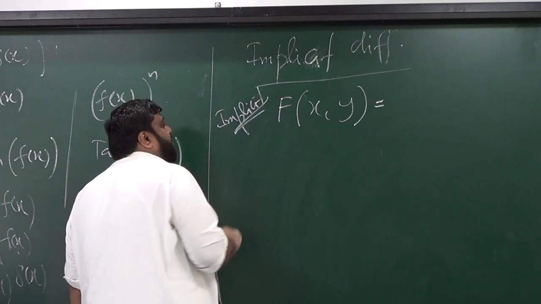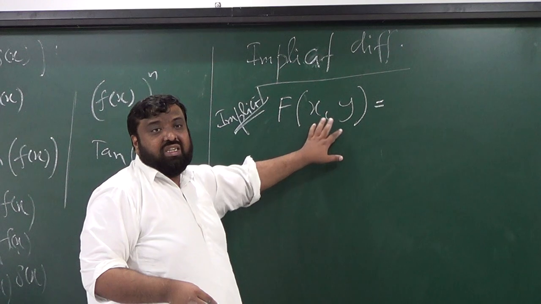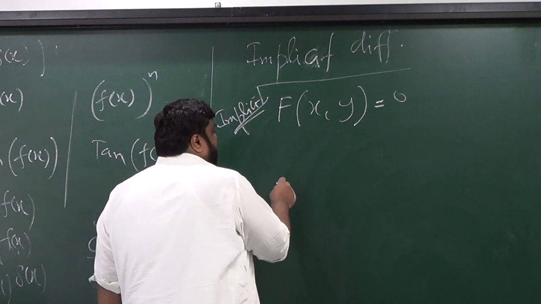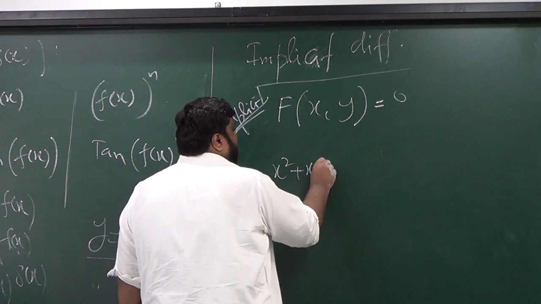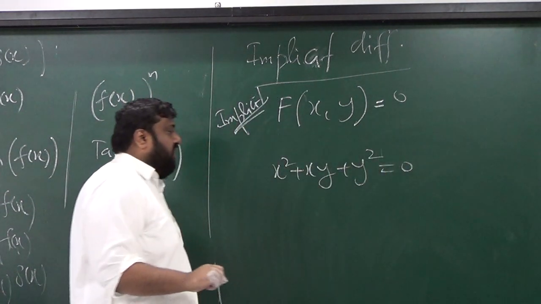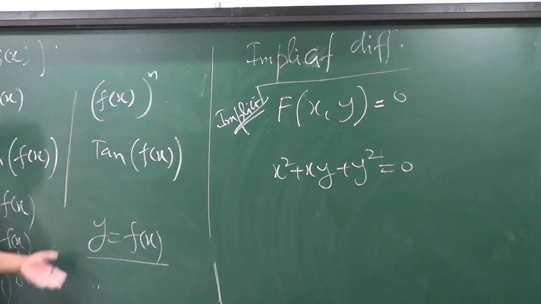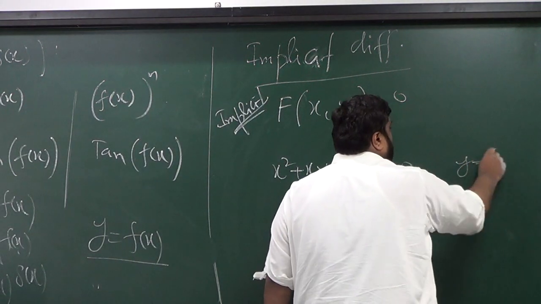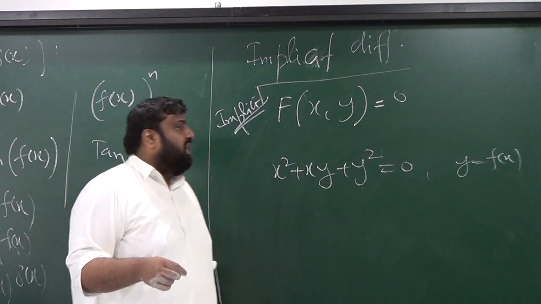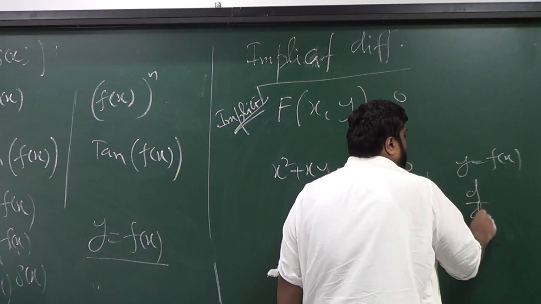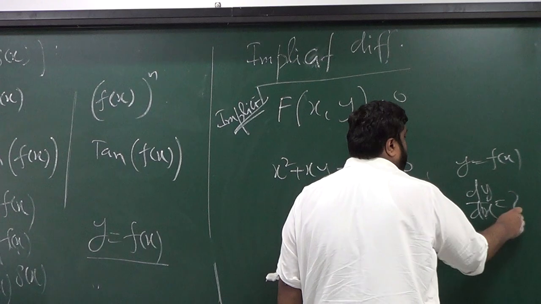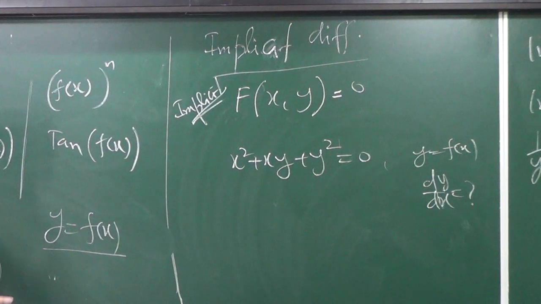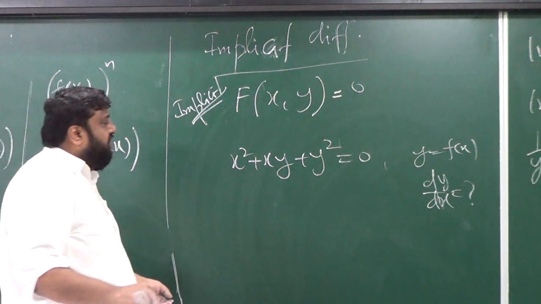But by an implicit relation, we mean something where you can't just write y in terms of x. For example, if you have x square plus xy plus y square equal to zero. So you have a relationship which satisfies this kind of an expression, where it is known that y is some function of x, and your task is to find dy by dx. Then we discussed in detail in class how to do the differentiation of such expressions.